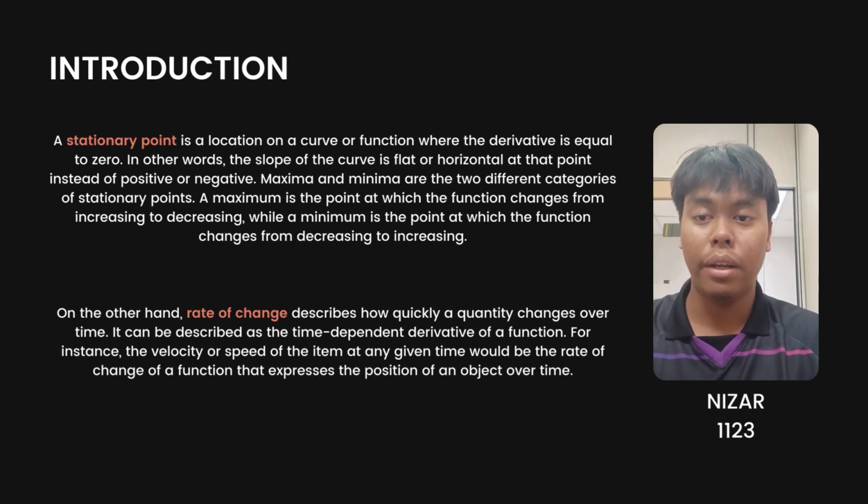On the other hand, rate of change describes how quickly a quantity changes over time. It can be described as the time-dependent derivative of a function. For instance, the velocity or speed of the item at any given time would be the rate of change of a function that expresses the position of an object over time.